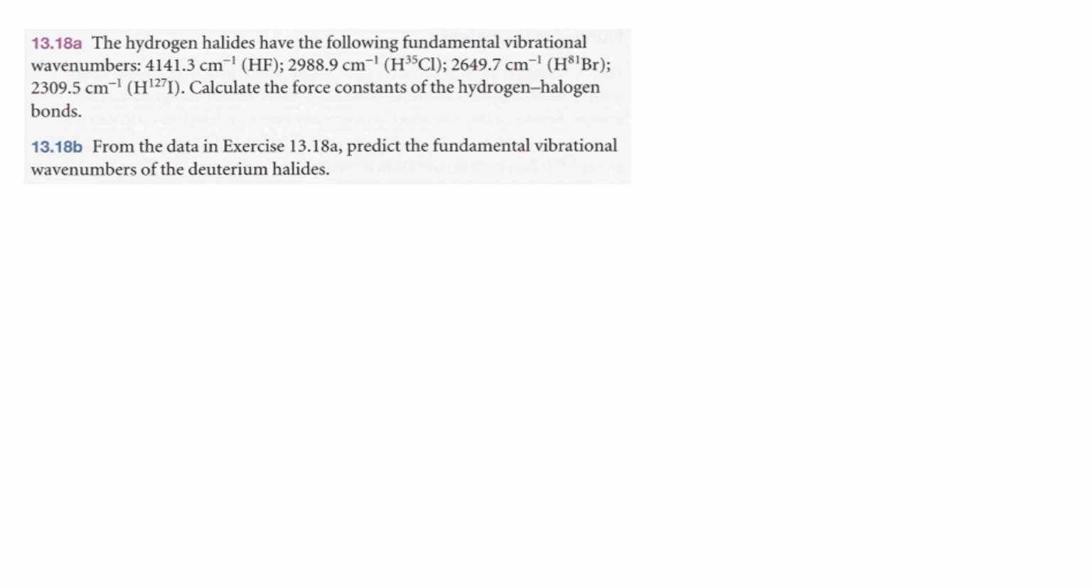Now, the next problem. The hydrogen halides have the following fundamental vibrational wave numbers. Hydrogen halide means HF, HCl, HBr (hydrogen bromide), and HI (hydrogen iodide). Now calculate the force constant of the hydrogen-halogen bond. First of all, the vibrational wave number is given, and you are given the isotopes.